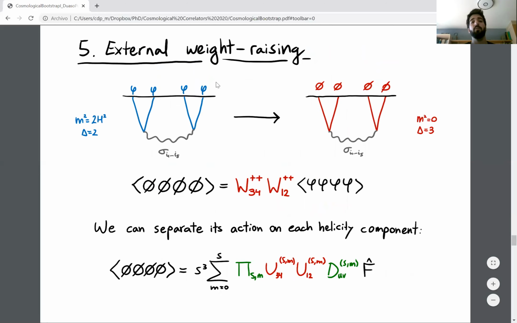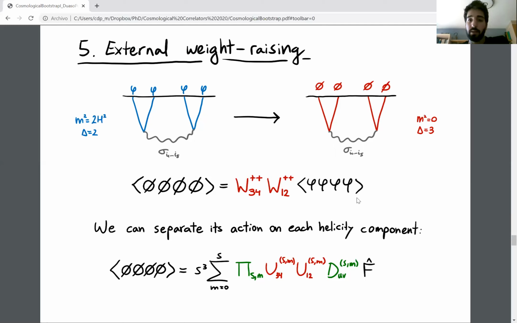Okay, so we have been able to compute these kinds of objects, and now we want to go one step further and change the weight of the external fields in this correlator. So we want to go from delta 2 to delta 3, which is the weight that corresponds to massless fields. And this is really easy to do. We just have to raise the weight of the 4 external scalars from 2 to 3. So we just use these W++ operators that I described before, and we use them upon the 4 external fields.